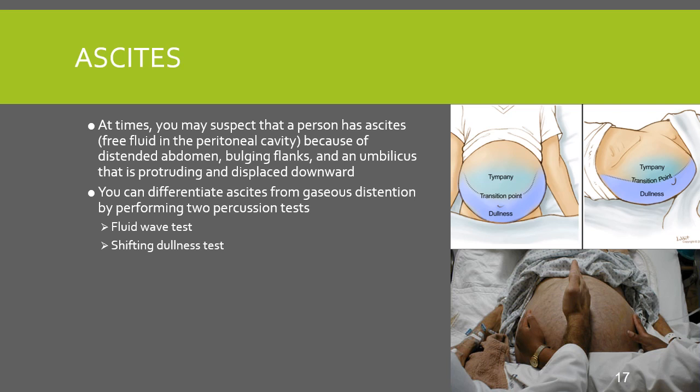The other test is called the fluid wave test, and you either have the patient or an assistant place their hand in the middle of the abdomen, directly over the umbilicus and towards the xiphoid process, and then you place your hand on one side of the abdomen, one flank, and on the other flank, you give it a good tap. And if you can feel a wave hit your other hand, then it's positive for having at least a liter of fluid in the abdomen. So that's called the fluid wave test.